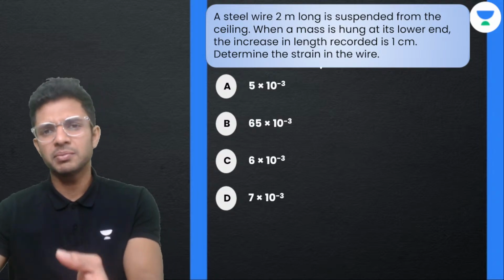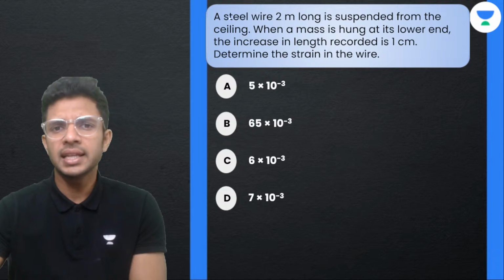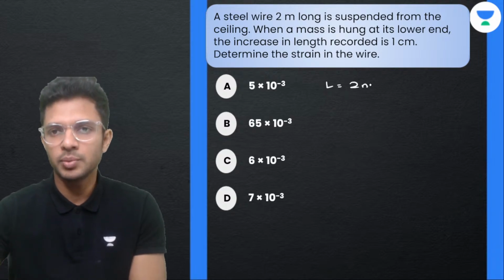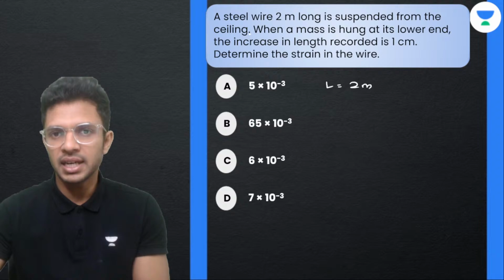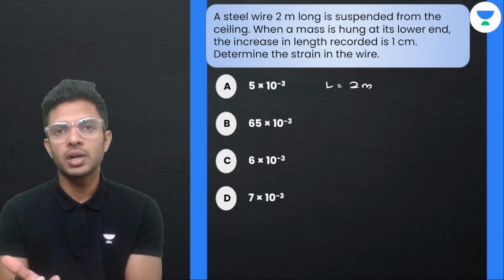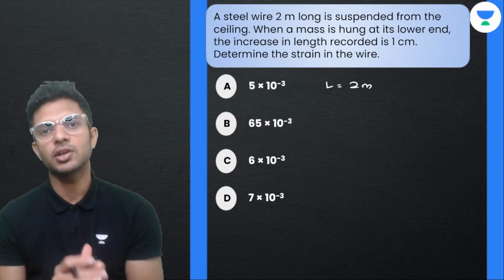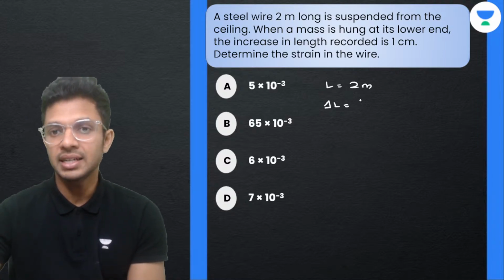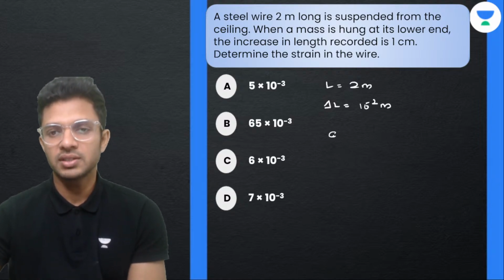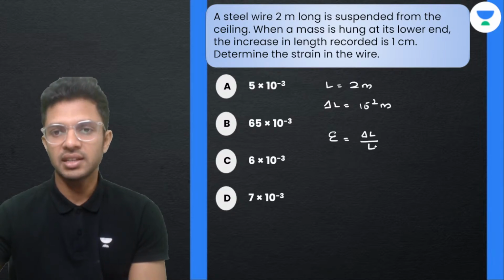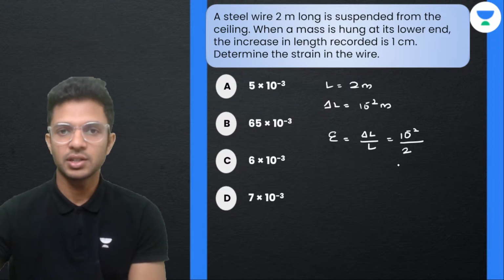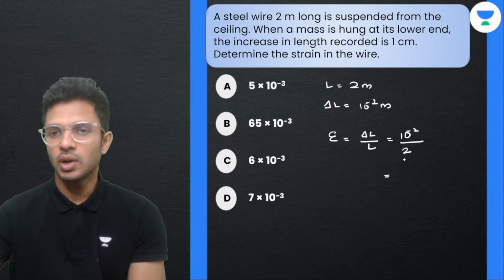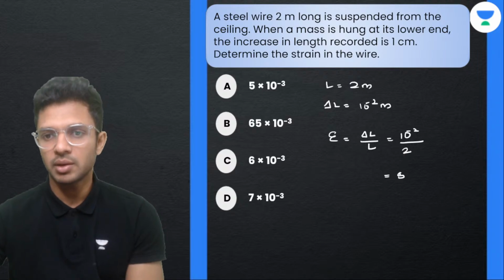Arey, this is one of the simple direct question. How to do this? Arey, देख ले, steel wire का length is given. कितना? 2 meter. Right? And it is being suspended from the ceiling. When a mass is hung at its lower end, what will happen? The mass will be extending the length of the wire. Right? And the increase in length is being noted as 1 centimeter, which is equal to 10 power minus 2 meters. So question is strain ka value, that is change in length to original length. Change in length kitna? 10 power minus 2. Original length is 2, right? So 1/2 is 0.5 or 5 into 10 power minus 3.